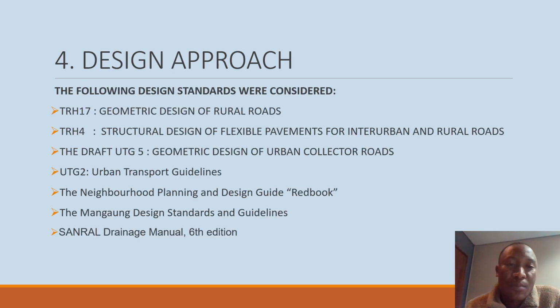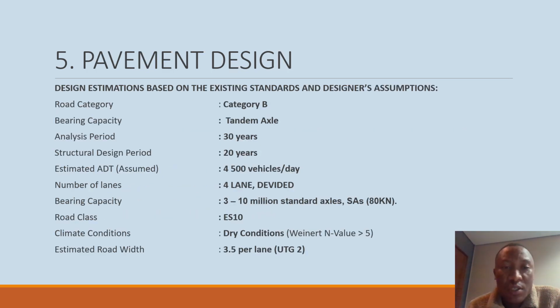For the design approach of this project, the following documents were collected to be used for the design. We used TRH17 for the geometric design of rural roads, TRH4 for structural design of pavements, UTG5 for the geometric design of urban collector roads, UTG2 for neighborhood planning, which is the Red Book, and also considering the municipal standards, and the drainage manual from SANRAL.